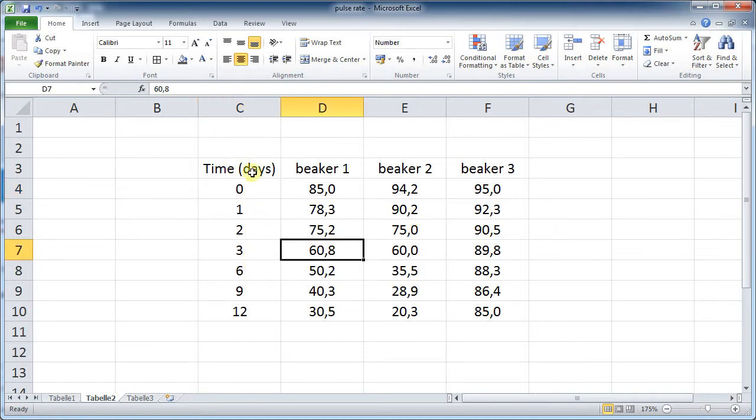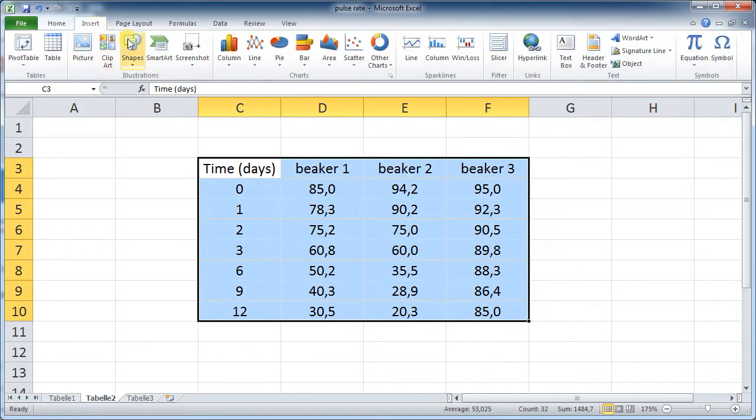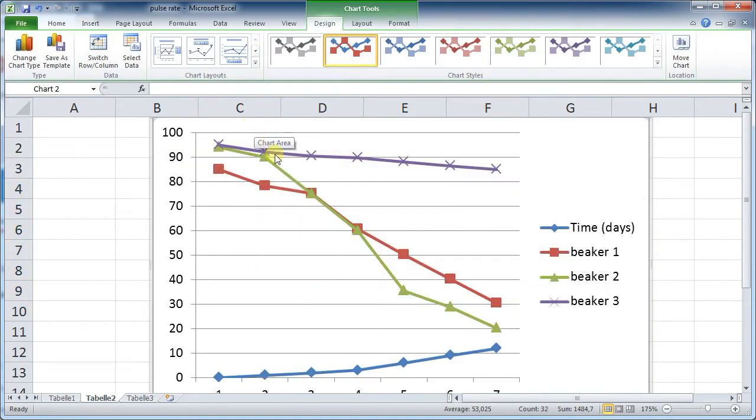So let's make a graph, and I'm going to show you first the wrong way of making a graph. So don't do that. You mark the table, and then you go over here, insert, and then you click over here, line graph, because time is a continuous variable. And you want to insert a line, and you choose this one over here, click, and then you have a nice graph.